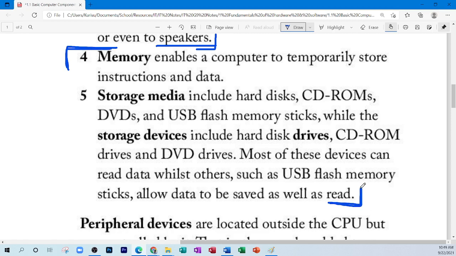Memory enables a computer to temporarily store instructions and data. Storage media includes hard disks, CD-ROMs, DVDs, and USB flash memory sticks. While the storage devices include hard disk drives, CD-ROM drives, and DVD drives, most of these devices can read data while others, such as USB flash memory sticks, allow data to be saved as well as read. Good.